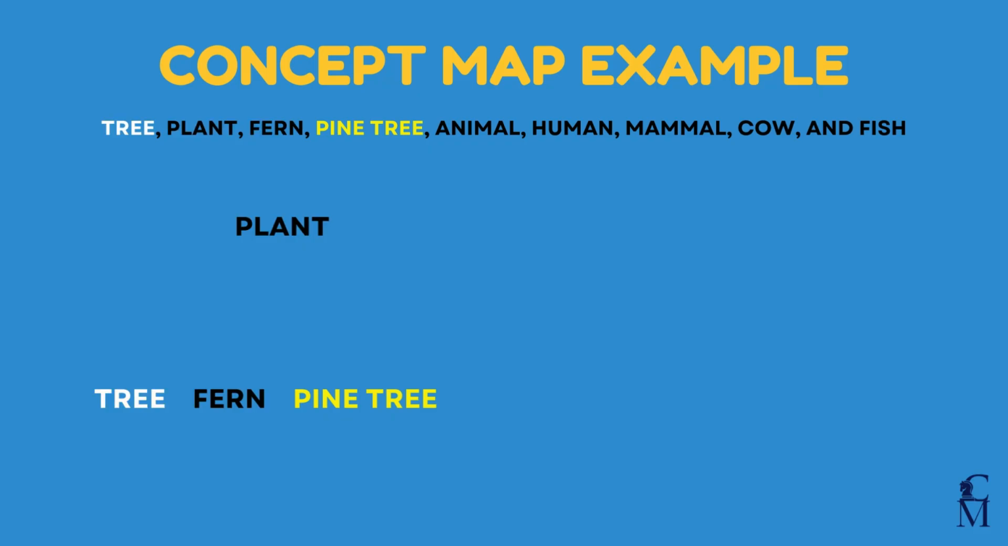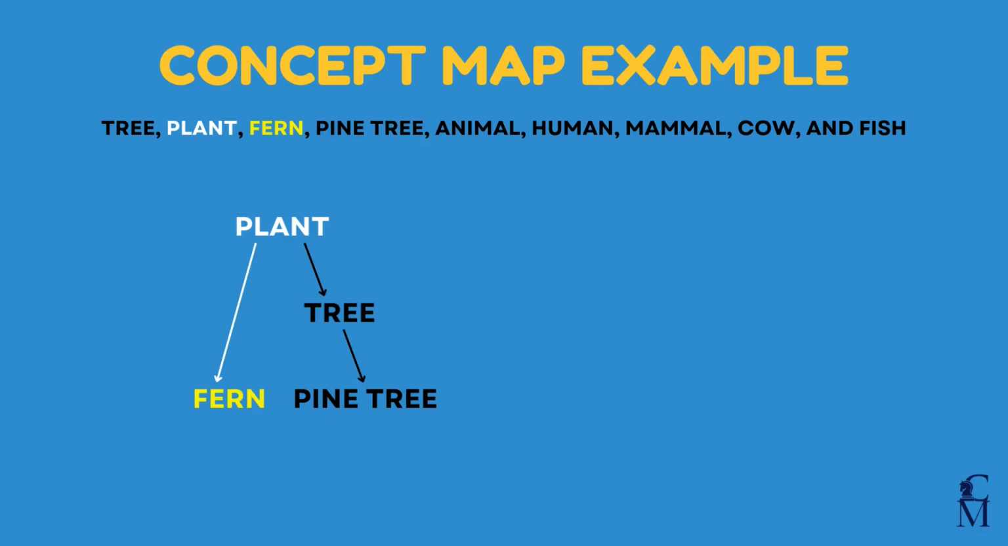Also, the word tree is a higher order category compared to the word pine tree, since the category of pine tree belongs to the category of tree. So, we would also place the word tree above the word pine tree. Now, we can place a line connecting the word pine tree to the word tree to illustrate that a pine tree is a type of tree, and another line connecting the word tree to plant, since a tree is a type of plant. We can also use a different line to connect the word fern to the word plant, since a fern is a type of plant, but it is not a type of tree.